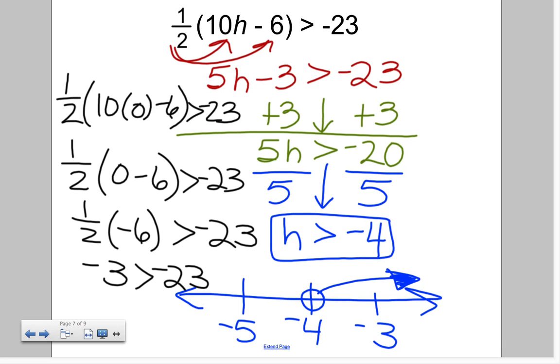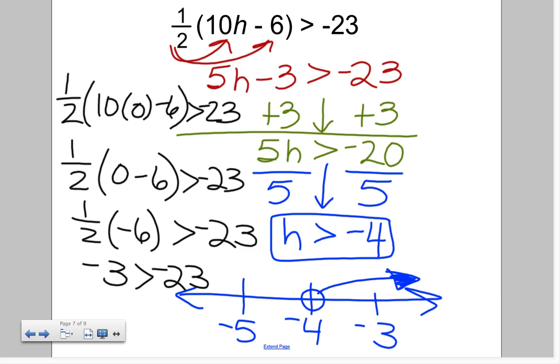Are you guys cool with that? You guys agree that -3 is definitely closer to 0 on a number line than -23? -23 is way farther in the negative. So, you guys feel good about this?